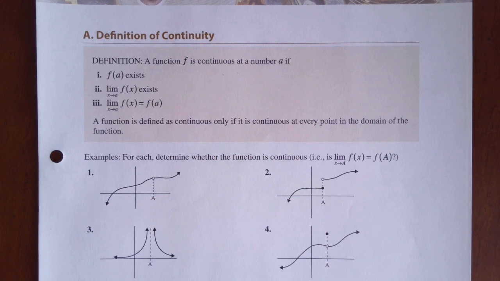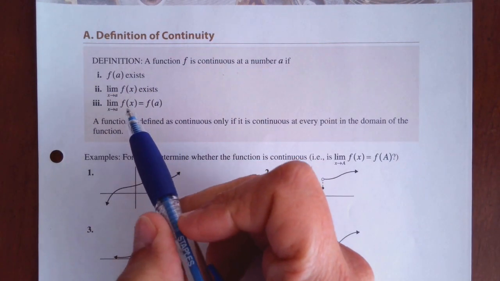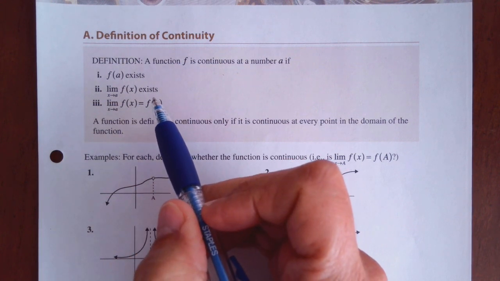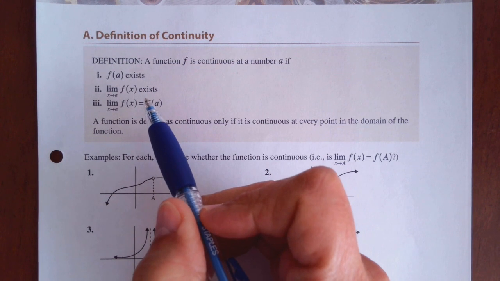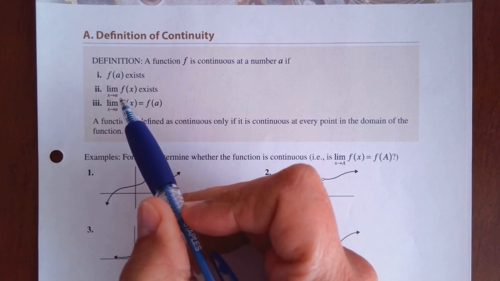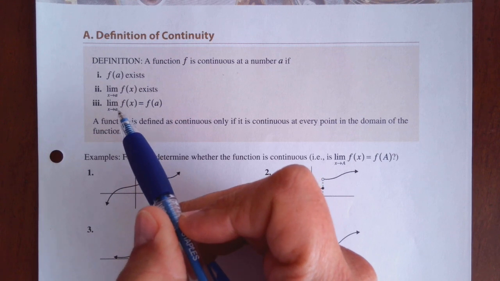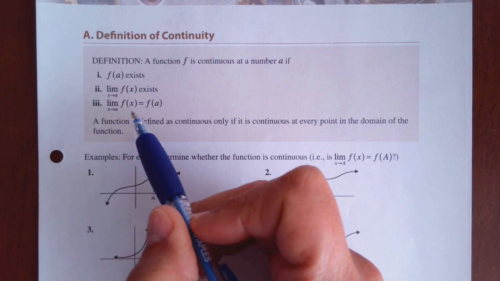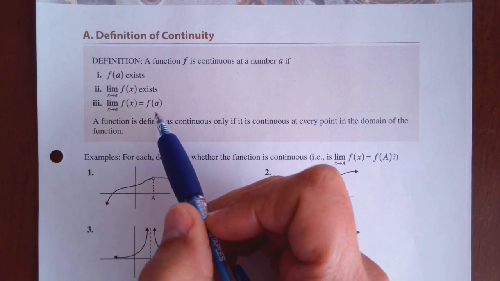function is continuous. So if you look at this definition at the top of your notes, it says a function f is continuous at a number a if, and then all three of these things have to be true. Number one, f of a has to exist. Number two, the limit as x approaches a of f of x has to exist. And remember what that means. For the limit to exist, it has to equal the same thing coming from the left and the right of a. And number three, most importantly, that the limit as x approaches a of the function f of x has to equal the function value f of a.